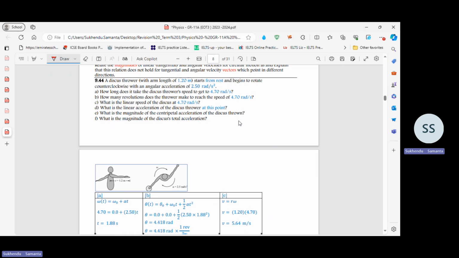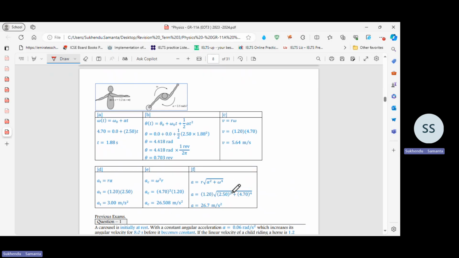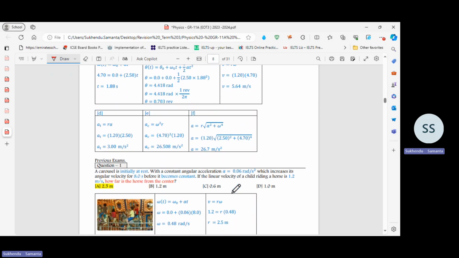So these are a few examples solved, and here you have to use the equations of motion. Technically, omega is equal to omega 0 plus alpha t, theta equals theta 0 plus omega 0 t plus half alpha t square, and v is equal to r omega. So these are your combination of all those different types of formulas or equations of motion.